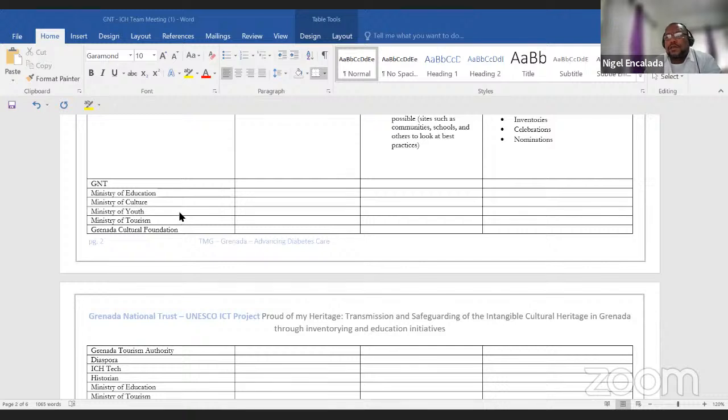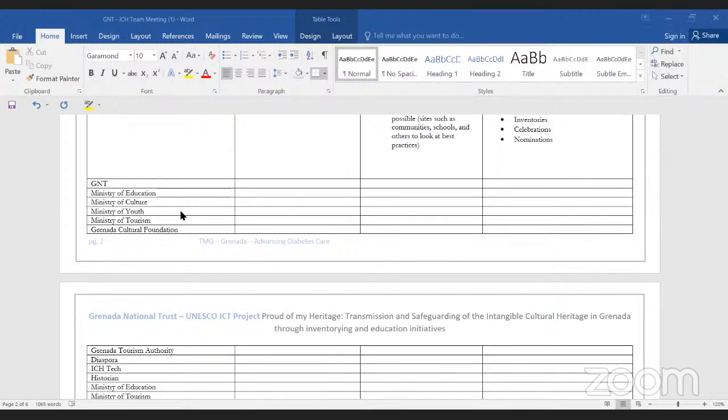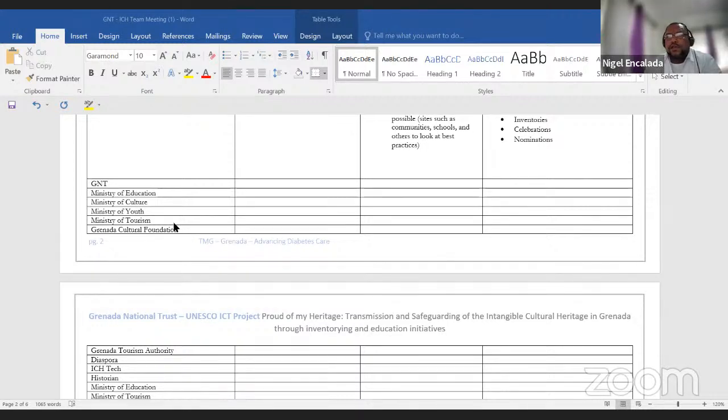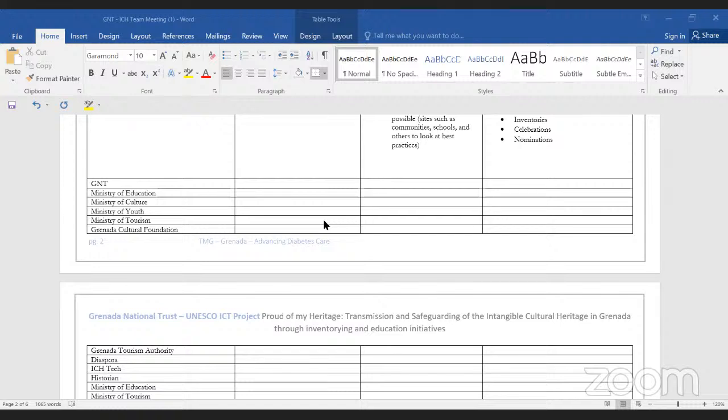Ministry of Youth may not be in today because they have a funeral. One of their members' mom died. So you may not get to them today. Okay, thank you. Ministry of Tourism. Anybody from Tourism here? Yes, Kim Julian. Oh, okay.